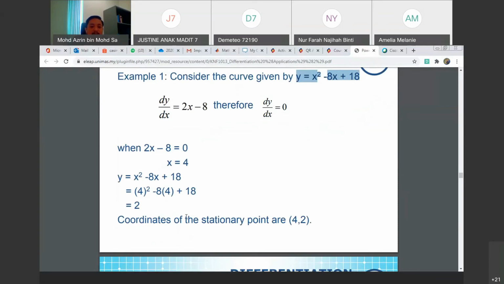So the coordinate of the stationary point where dy/dx equals 0 is the point (4, 2). Okay, 4 is x, 2 is the y value. The coordinate of the stationary point.